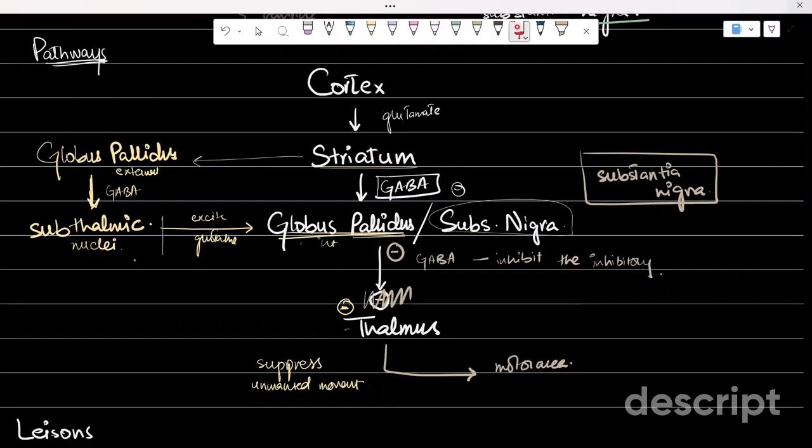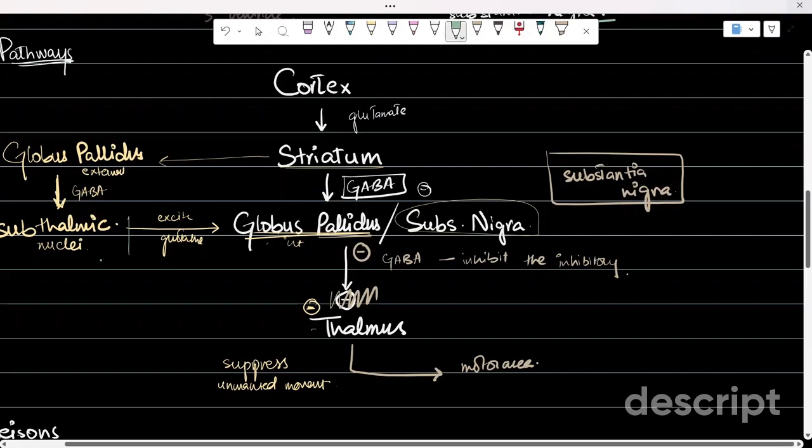Now, on the other hand, in the indirect pathway, the subthalamic nuclei will excite the globus pallidus. They will not inhibit it from its function. So, it will carry out its function, which is inhibiting the thalamus. So, basically suppressing unwanted movements. Now, what role does substantia nigra play in whole of this process?